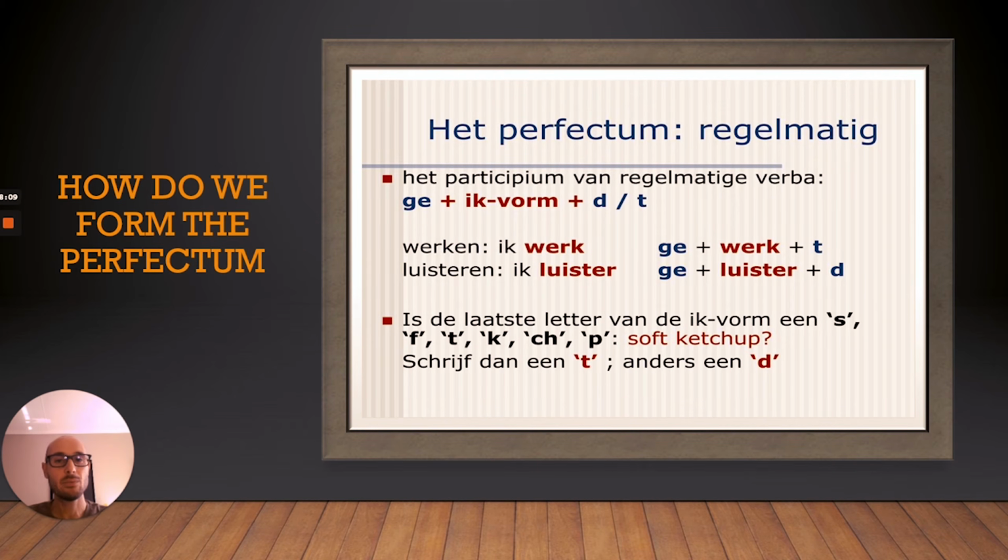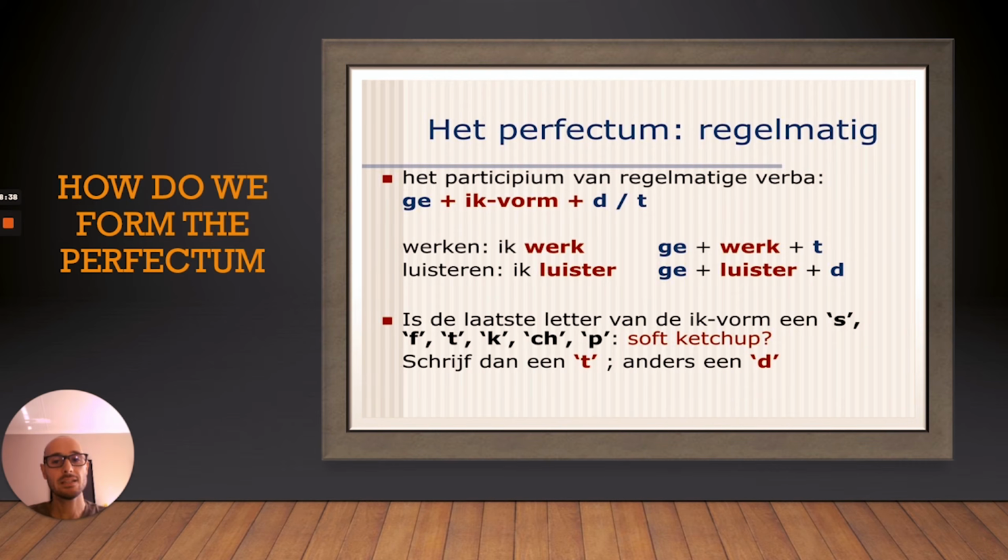Alright, and then basically we have luisteren, we do the same thing. How do we find the base of the verb? We take away en, we have luister, perfect. It ends with an R. Is R part of soft ketchup? No, no X neither. So in this case, we will add a D. And of course, we cannot forget to put GE in the beginning. So our past participle would be geluisterd.